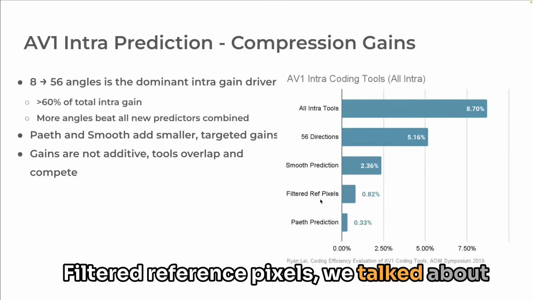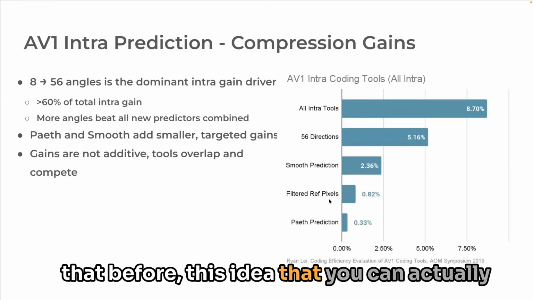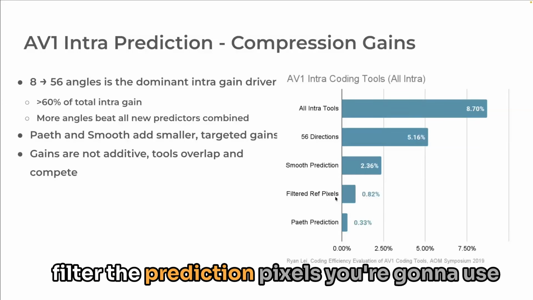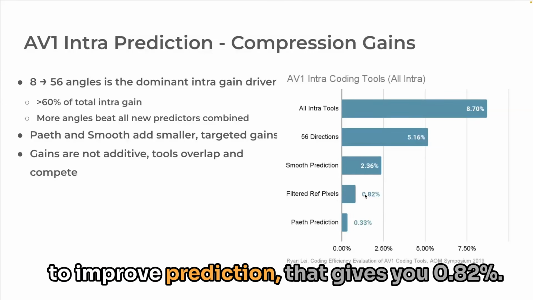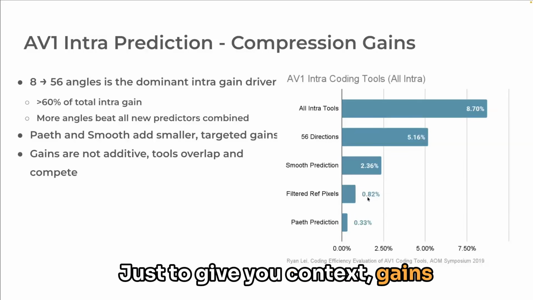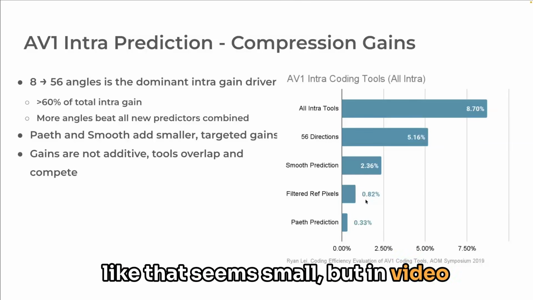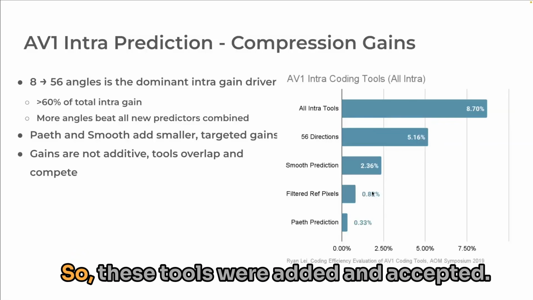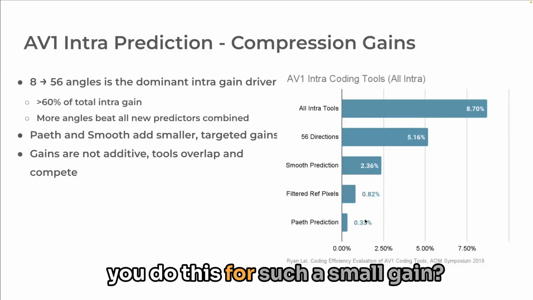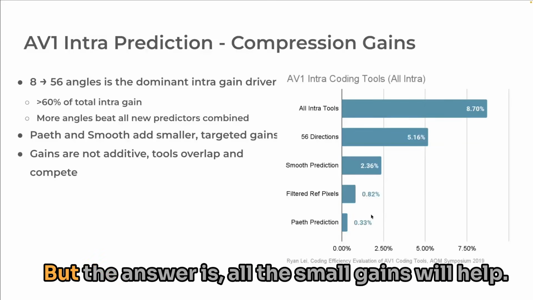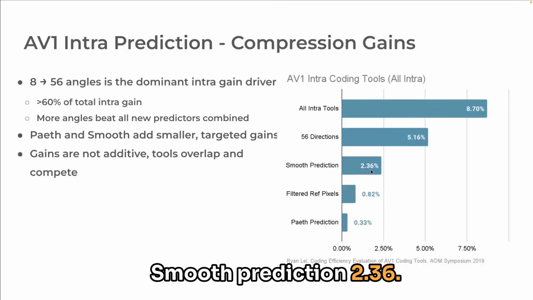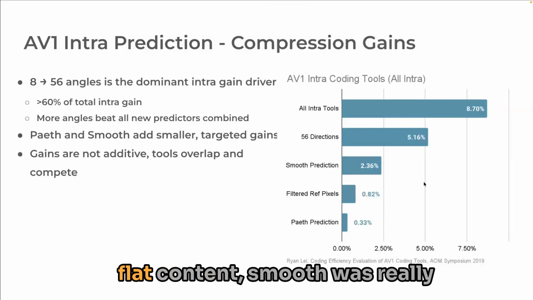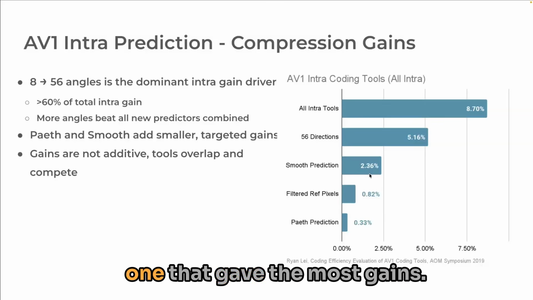Filtered reference pixels, we talked about that before, this idea that you can actually filter the prediction pixels you're going to use to improve prediction. That gives you 0.82%. Just to give you context, gains like that seem small, but in video coding they're actually considerable, so these tools were added and accepted. Some people might say, why do you do this for such a small gain? But the answer is all the small gains will help. Smooth prediction, 2.36. Of the Intra Prediction modes for flat content, smooth was really one that gave the most gains.